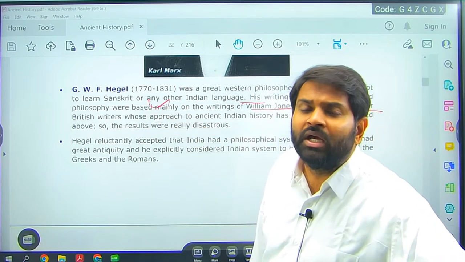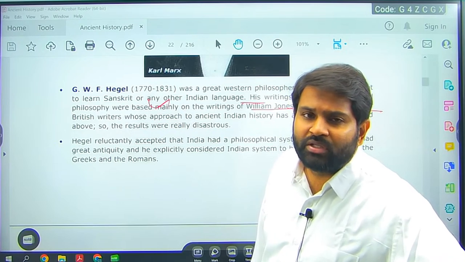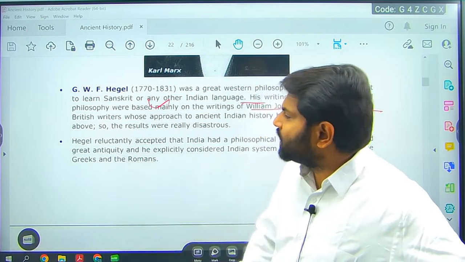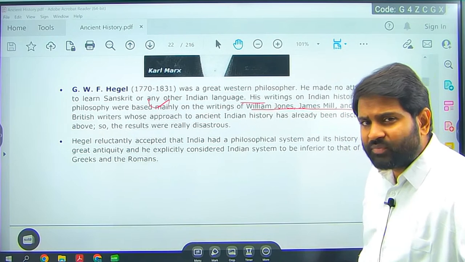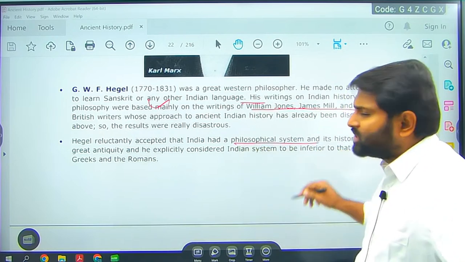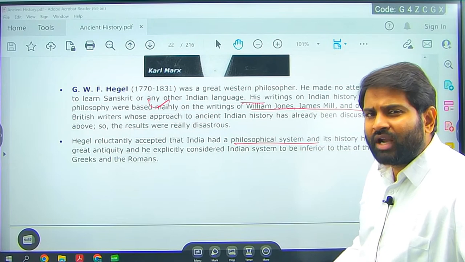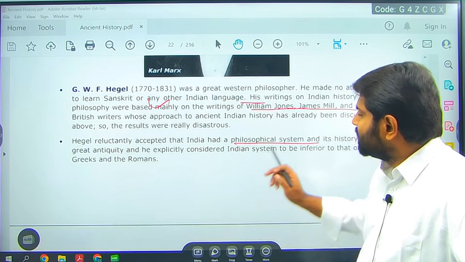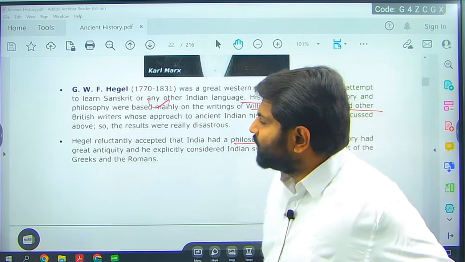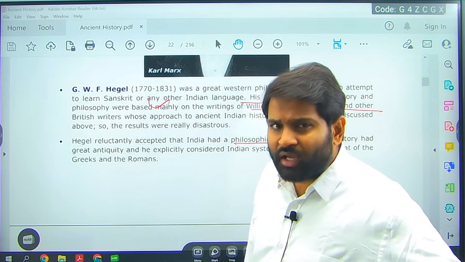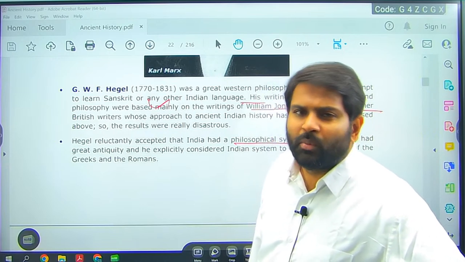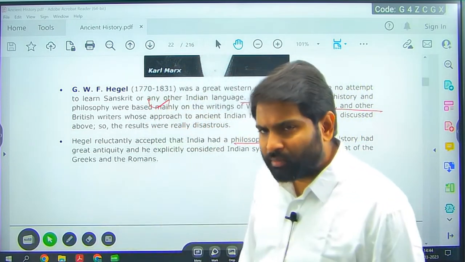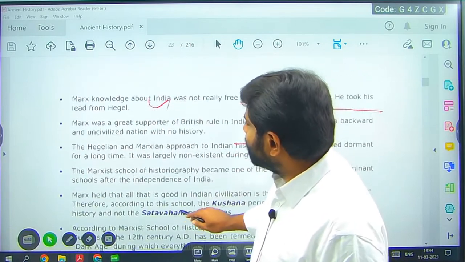which are available in Britain, which were written by imperialists like James Mill, John Stuart Mill, Max Muller, V.A. Smith and people like them. Hegel reluctantly accepted that India had a philosophical system. He accepted India had a philosophical system, Sankhya, Nyaya, Yoga, Mimamsa, history and great antiquity, and he explicitly considered the Indian system to be inferior to the Greeks and Romans. So the agenda is to establish superiority and inferiority. Greeks, Romans, Indians, all are contemporaries, but still they were told so.